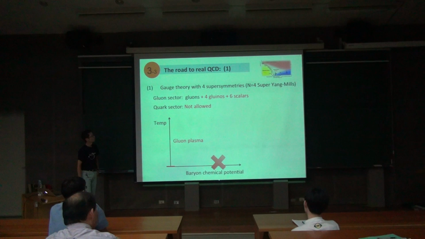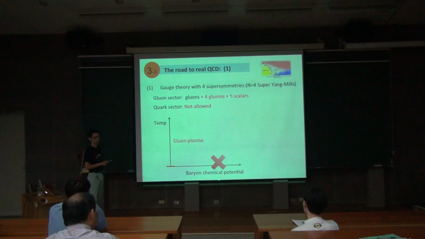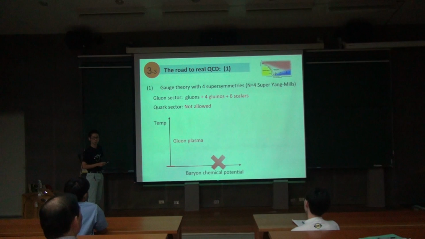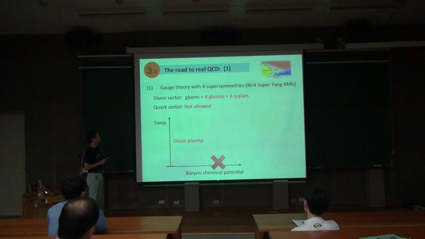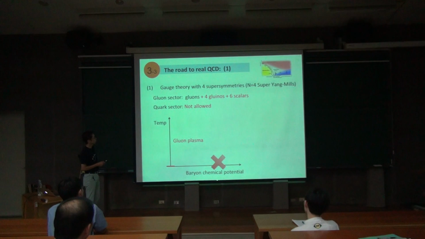For this highest supersymmetric gauge theory, with 4 supersymmetries, in QCD there are 2 sectors, gluon sector and quark sector. In the gluon sector we have gluons, but there are supersymmetric particles: gluons plus fermionic gluons, those are called gluinos. Also because you have 4 supersymmetries, you can do 4 times the supersymmetric transformations, so you have 6 scalars in addition to the gluons. So this is really different from QCD. And actually because of these higher supersymmetries, quarks cannot be allowed in this theory.